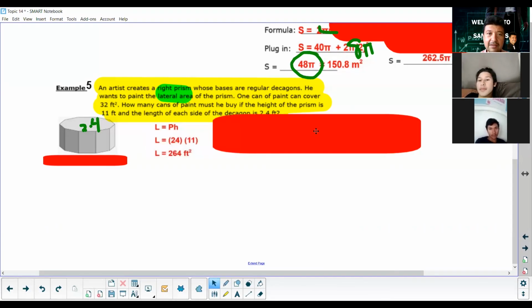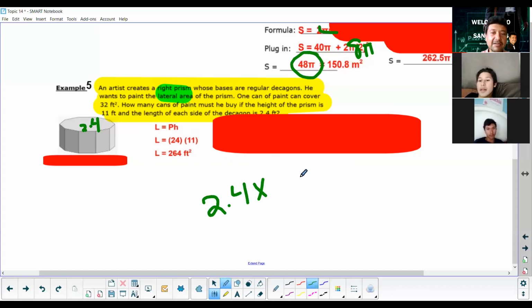No, 24, because it's 2.4. You were close, it was just the decimal. 2.4 times 10 means you get 24. Yeah, sorry. No worries. And then you multiply with the height, right? Which is 11. Now, once you get to 264, what do we do? Because this is the total lateral area.